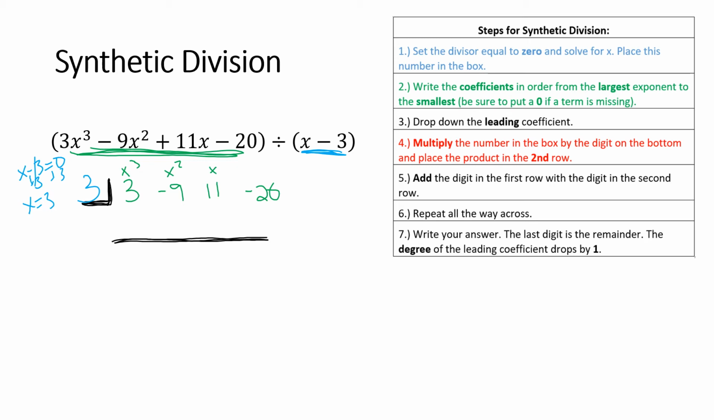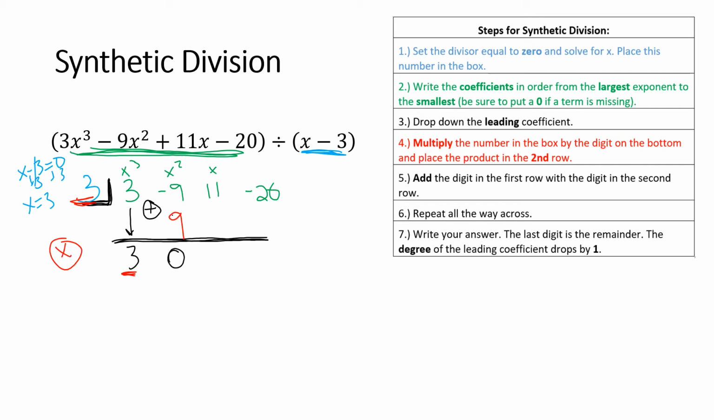From here, we're going to start the process. We're going to drop down the 3, and then it's multiply, add, multiply, add, multiply, add. So we're going to multiply the number in the box times the number on the bottom row, and we're going to place it in the second row. So that'll be 3 times 3 is 9. Now you add down. Negative 9 plus 9 is 0, and repeat the process.